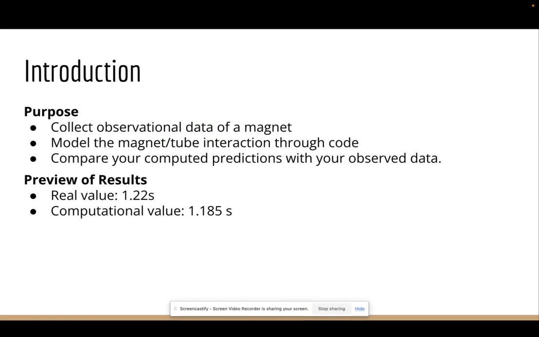The purpose of this lab is to collect observational data of the magnet and tube, model the magnet/tube interaction through code, and then compare your computed predictions with your observed data. And a little preview of the results. The real value we have is 1.22 seconds, and then the computational value is 1.185 seconds.